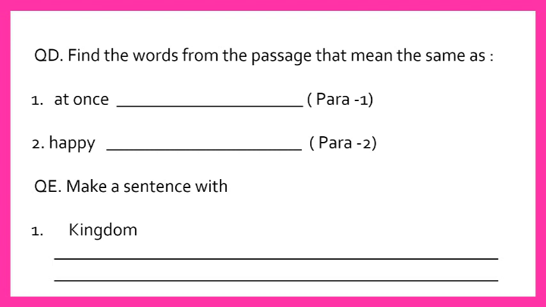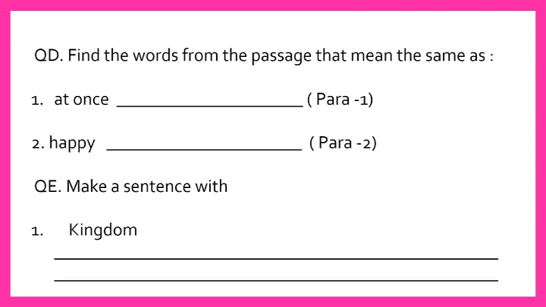Find the words from the passage that mean the same as. Now you remember that same as means synonyms. I have shared the words that mean these things. So if you have listened to me properly, you should not find any problem. Again, refer to your story, read it, try and gather the meaning and then find out the word from the passage. At once, you have to pick up one word, and the meaning of that word should be at once. Happy? Again, you have to pick up one word. The meaning of that word should be happy.